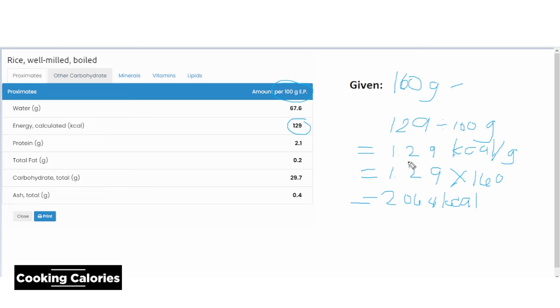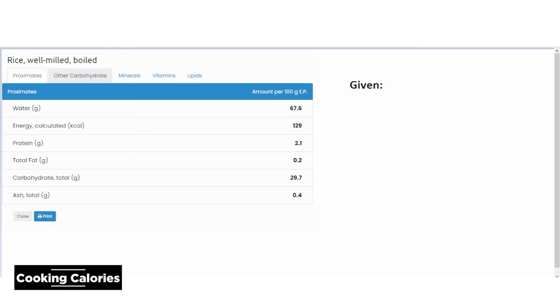Now let us try another nutrient, which is protein. The given is still 160 grams of well-milled boiled rice. So 2.1, we will divide that by 100 to get the value per gram of protein. 2.1 divided by 100 equals 0.021. Now 0.021, we will multiply that by the given, which is 160.